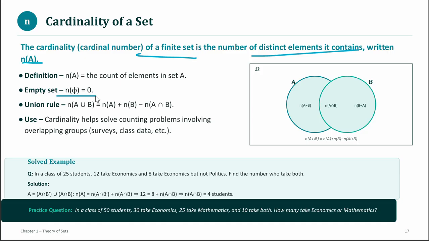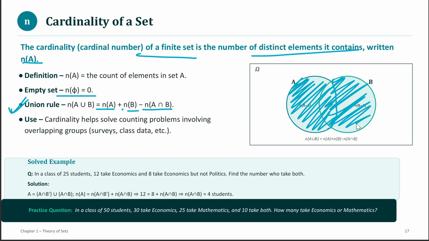Fine. Here, this is the union rule, which basically states that n of A union B is equal to n of A plus n of B minus n of A intersection B. If you can see right here in this Venn diagram, this region is n of A intersection B. When I'm saying n of A union B, I mean this entire region. This entire region is my A union B.